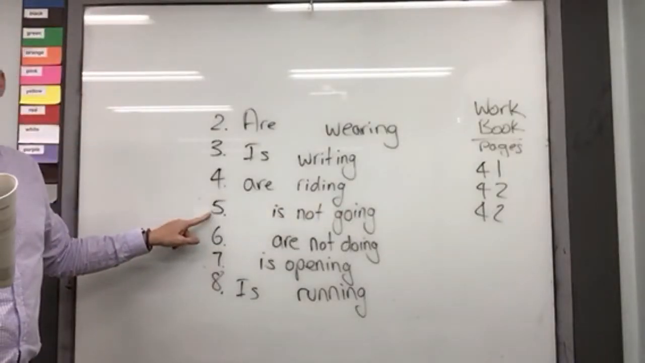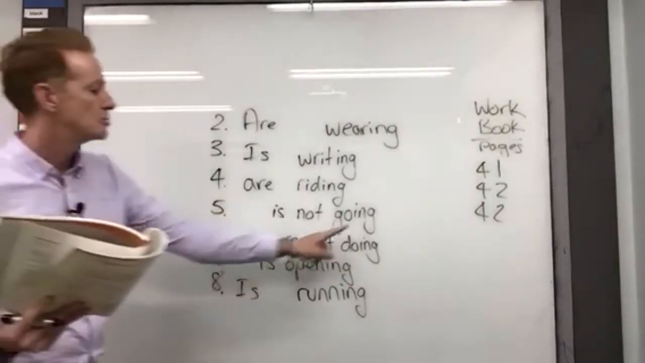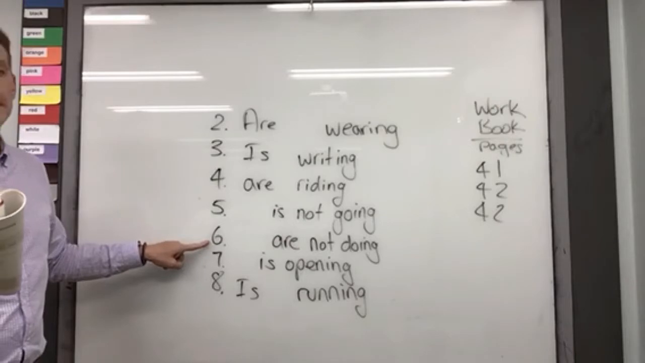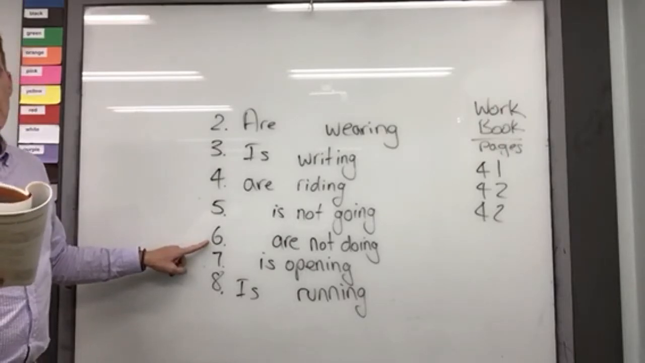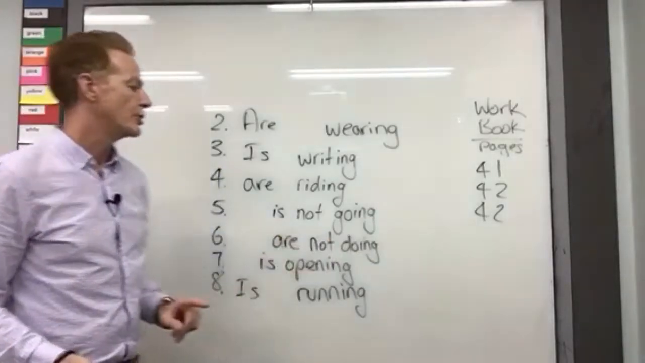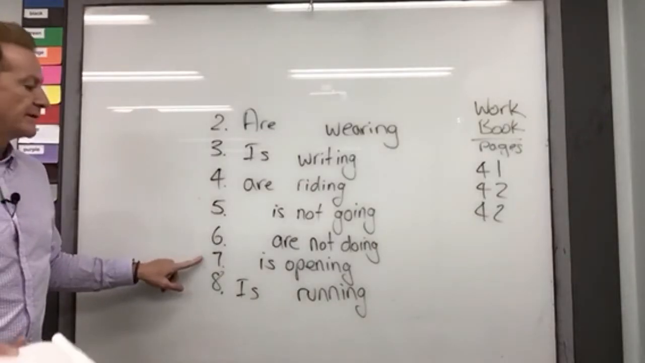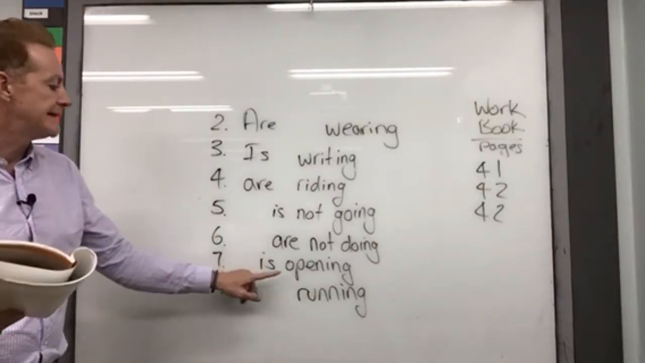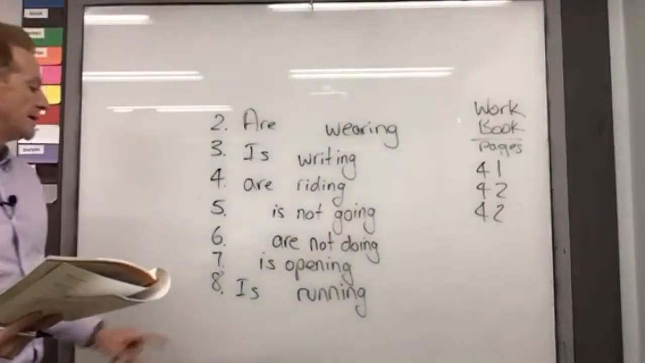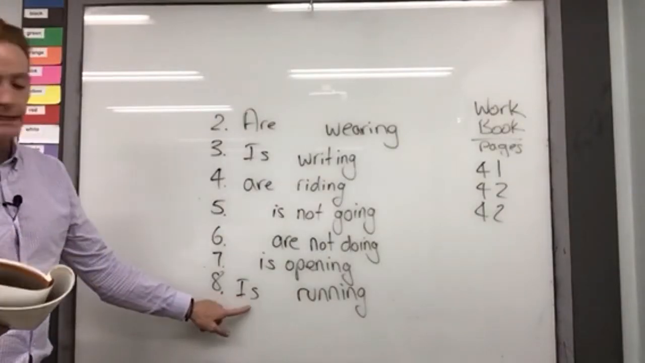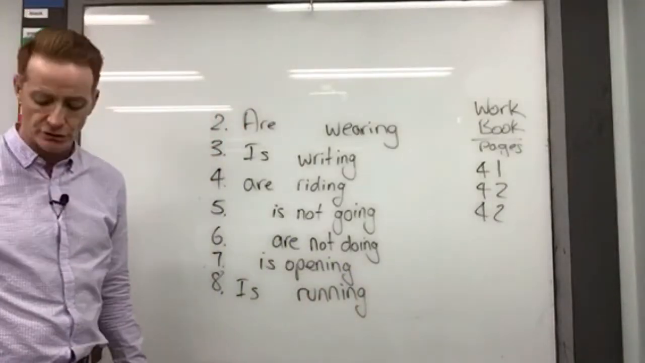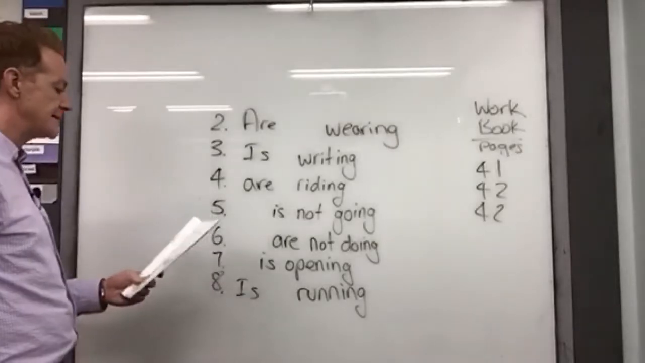Number 5, Jason is not going to school by bus. Number 6, again, this one is a negative. You are not doing your homework. Number 7, Sally is opening the door for everyone. And the last one, number 8, is the dog running after the rabbit? All right, that is exercise 2A.